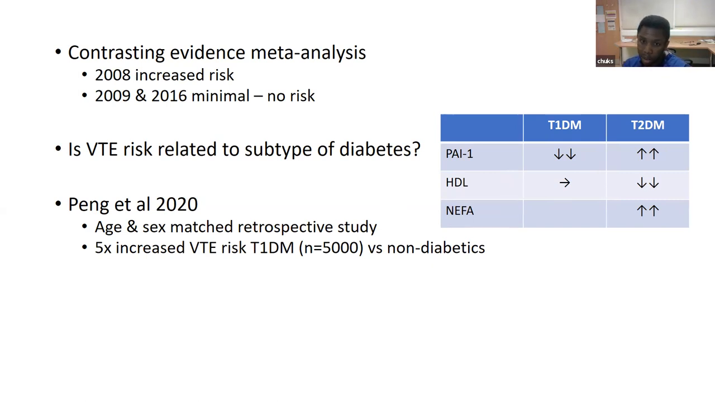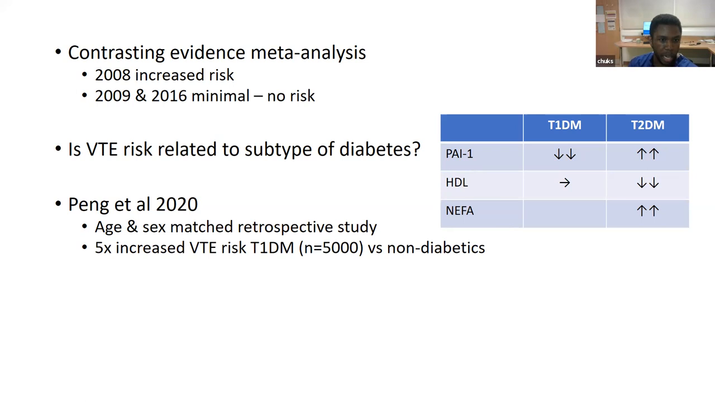So I think the current evidence and understanding would suggest that type 2 diabetes is more hypercoagulable and more prothrombotic. So you have higher levels of plasminogen activator inhibitor in type 2 diabetes. Type 2 diabetes has lower levels of HDL, which actually has anticoagulant properties. And type 2 diabetes will also have higher levels of non-esterified fatty acids. Again, these are generally proportional to your fat or your weight. But again, these would put one at greater risk of coagulation. So the understanding would suggest type 2 will be at greater risk.